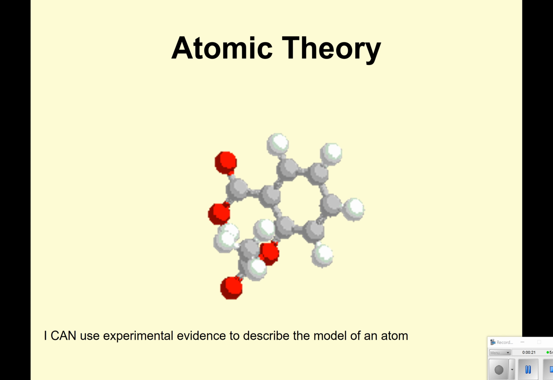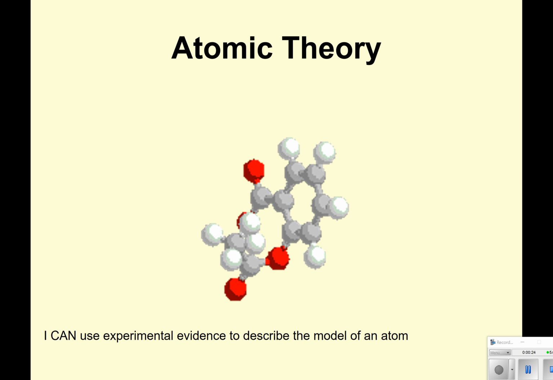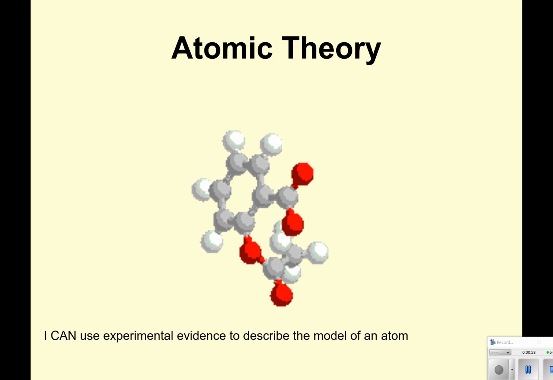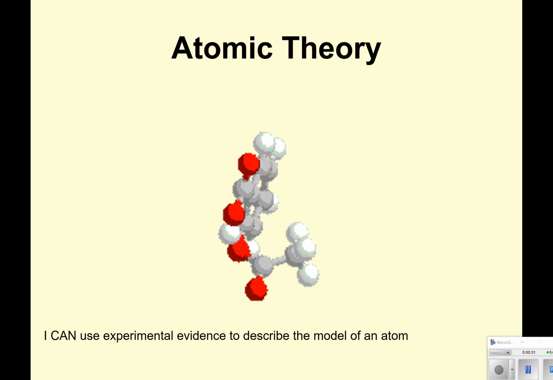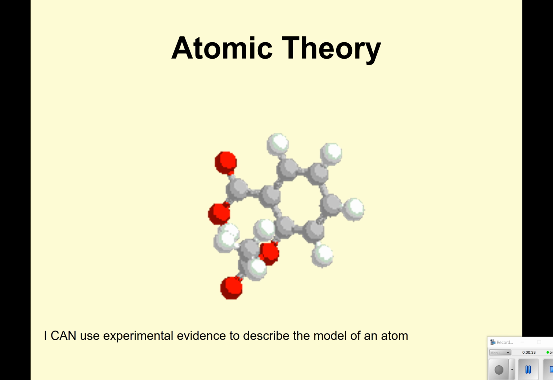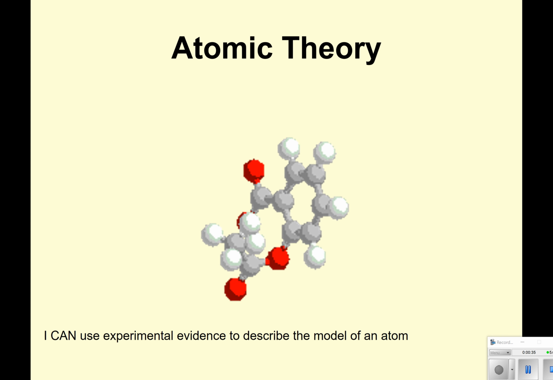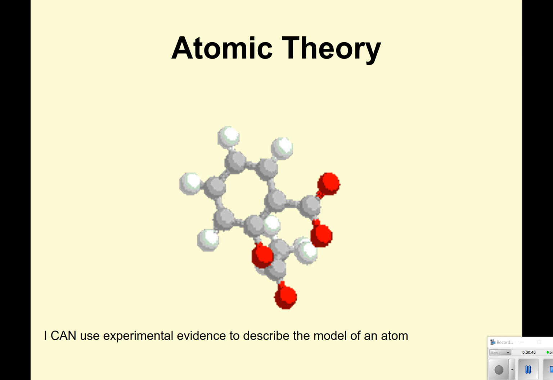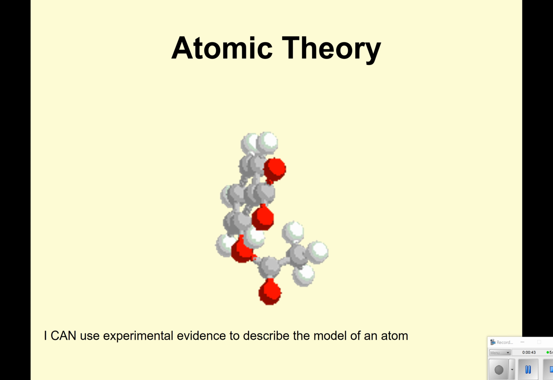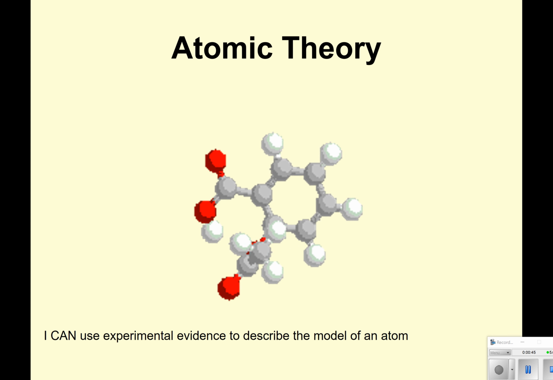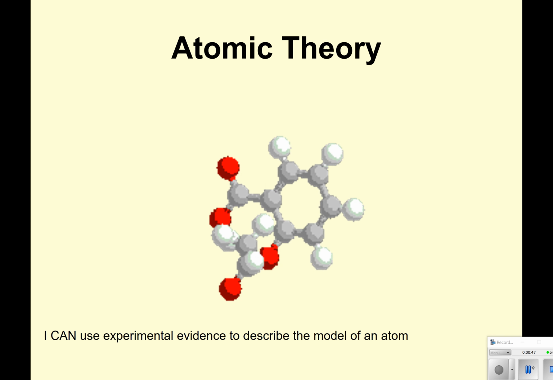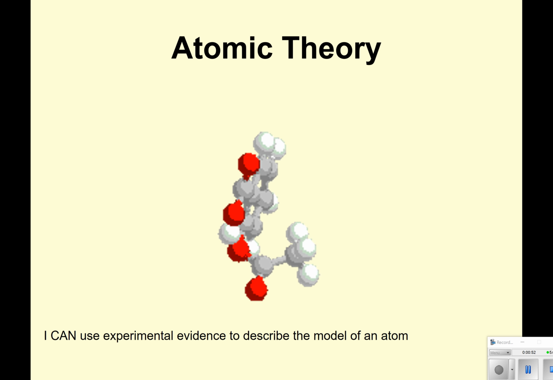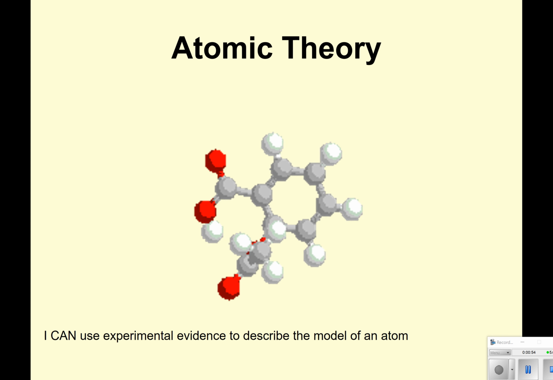So by the end of today's lesson, you should be able to use the experimental evidence presented to you in the lesson to describe the model of the atom. And models, if you think of a model airplane or a map of the world, are a representation of something that is real. And since we don't directly see atoms, we have to use a model to describe its structure because we can't actually see it.